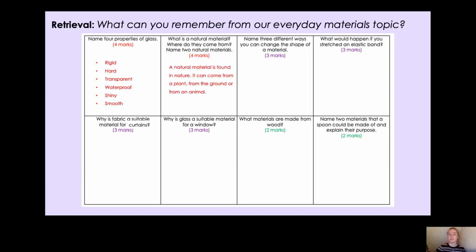Well, a natural material is found in nature. It can be from a plant, from the ground, or from an animal. Okay, so those are your first 2 marks if you've got that correct. Then we have to name 2 natural materials.